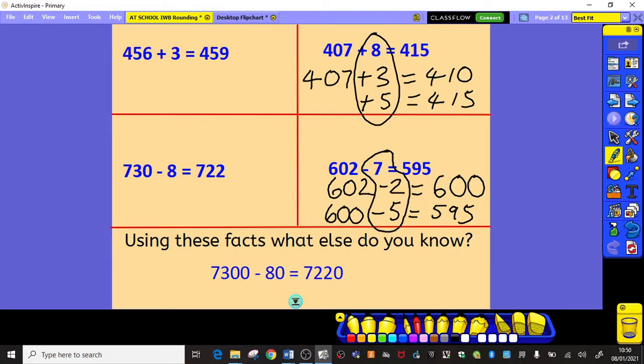If any of you had a go at what other facts you know, well, if I know 730 subtract 8 is 722, I also know 7,300 subtract 80 is 7,220. Effectively, each of these numbers I've made 10 times bigger, therefore my answer is also 10 times bigger.